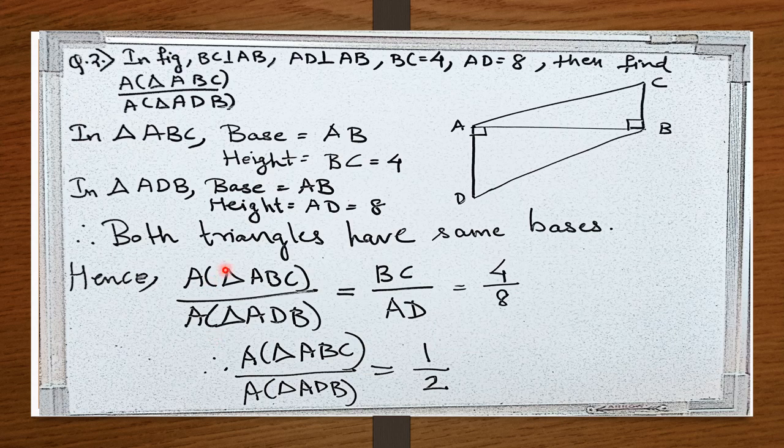Hence the ratio of areas is the same as the ratio of their heights, that is BC upon AD, that is 4 by 8. Now dividing 4 and 8 by 4, 4 1s are 4 and 4 2s are 8, the reduced form is 1 by 2. So area of triangle ABC upon area of triangle ADB is the same as 1 upon 2. Simple, common base, so the ratio of areas is the same as the ratio of their heights, and the lengths of the heights are already given. Okay, so let's move on to the next problem.